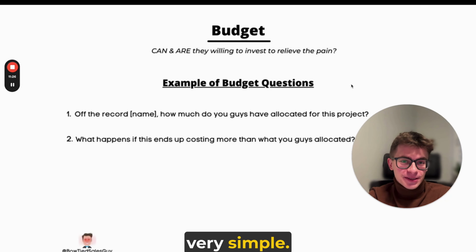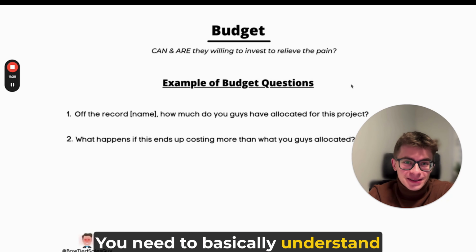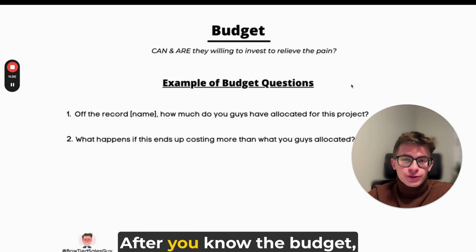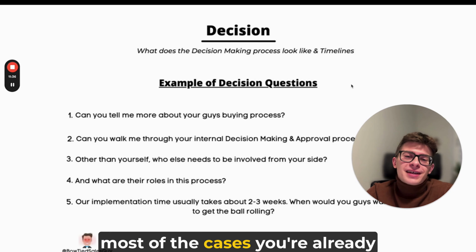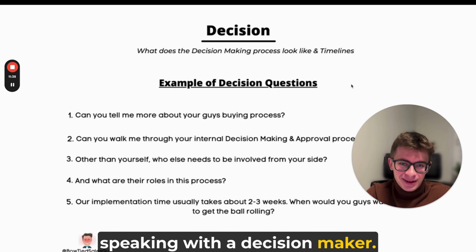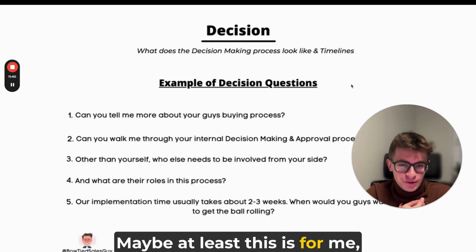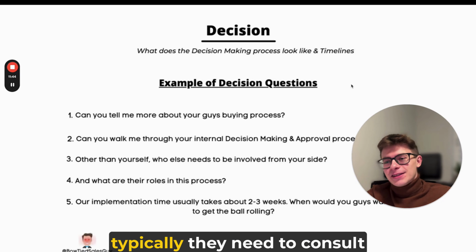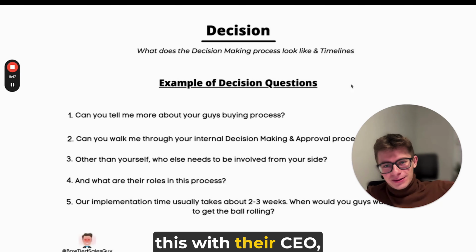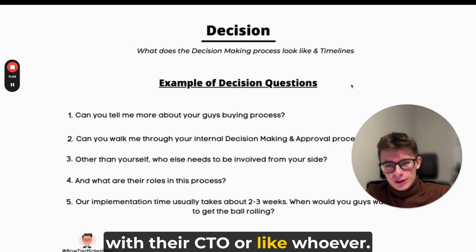Budget questions, very simple. You need to basically understand if they can afford you. After you know the budget, you ask them about decision. In Web3, in most cases, you're already speaking with a decision maker. Maybe at least this is for me. If you sell to HR or you sell to marketing, typically they need to consult this with their CEO, with their CTO, or whoever.